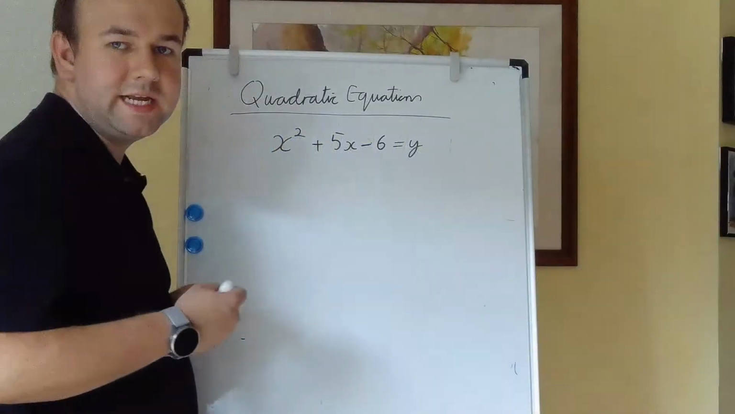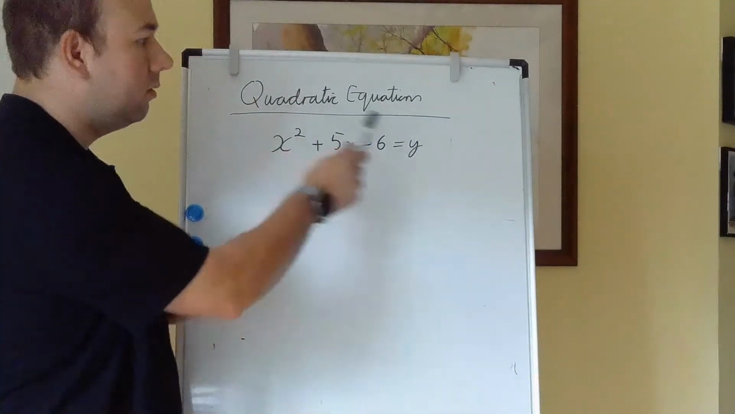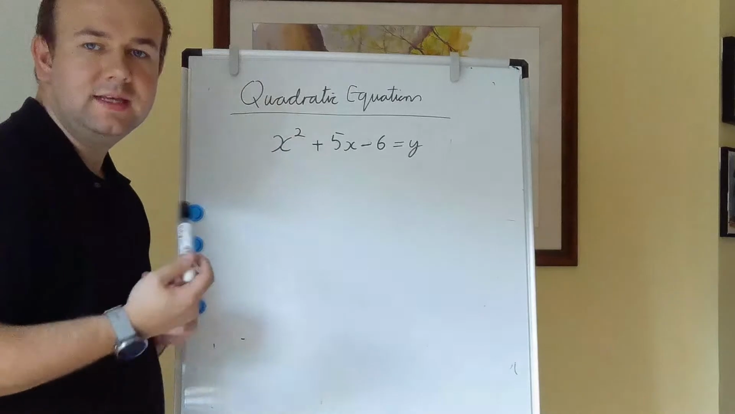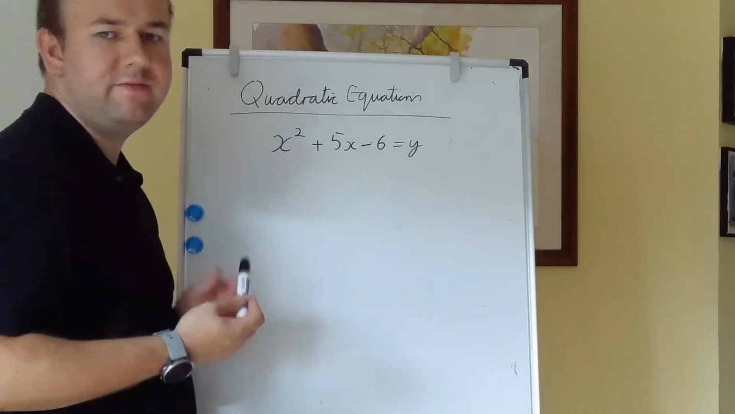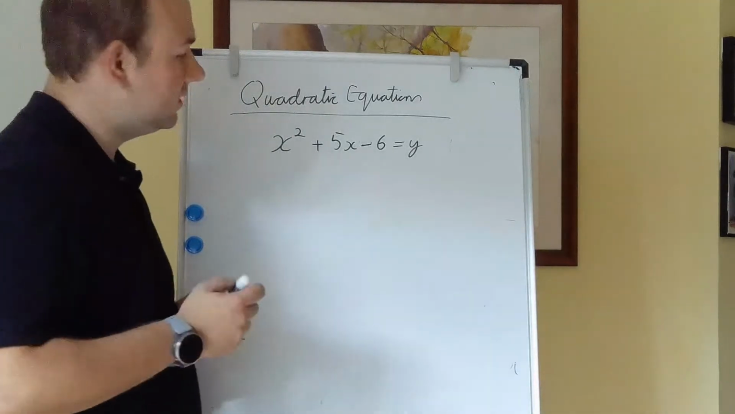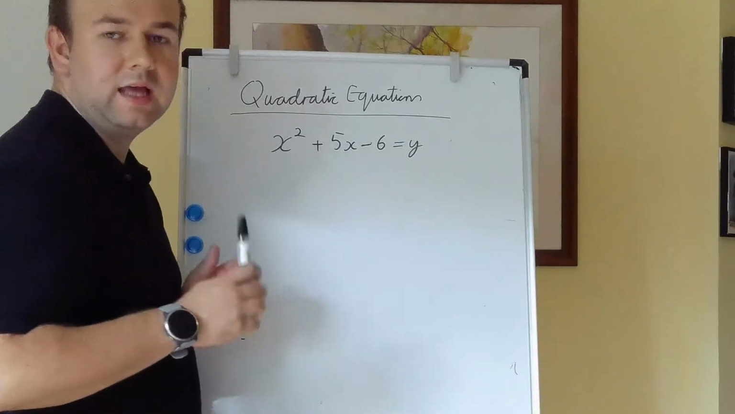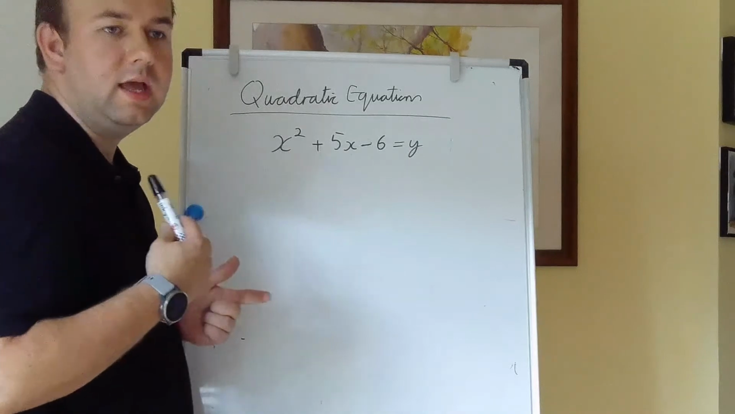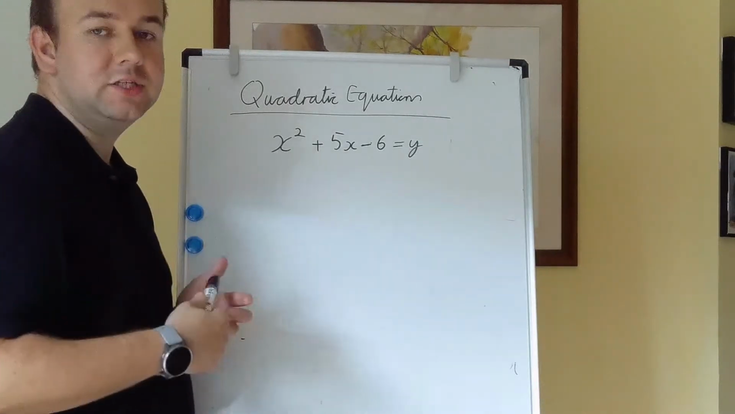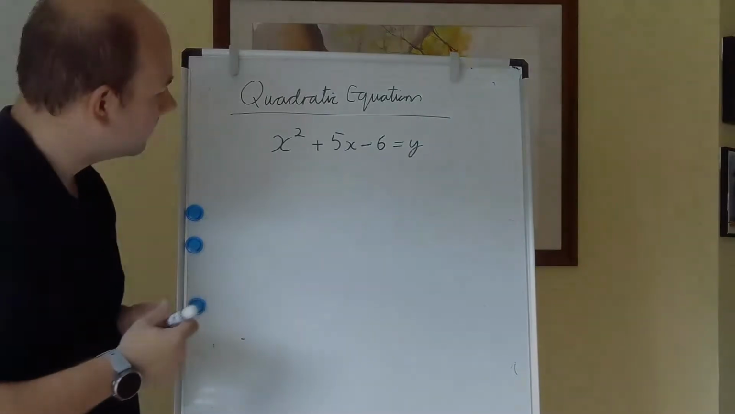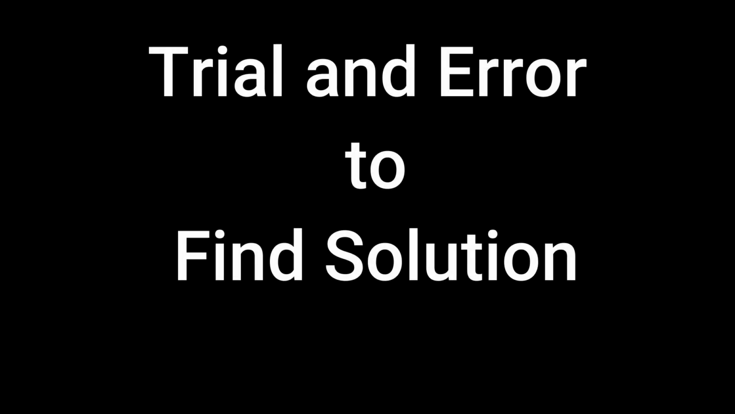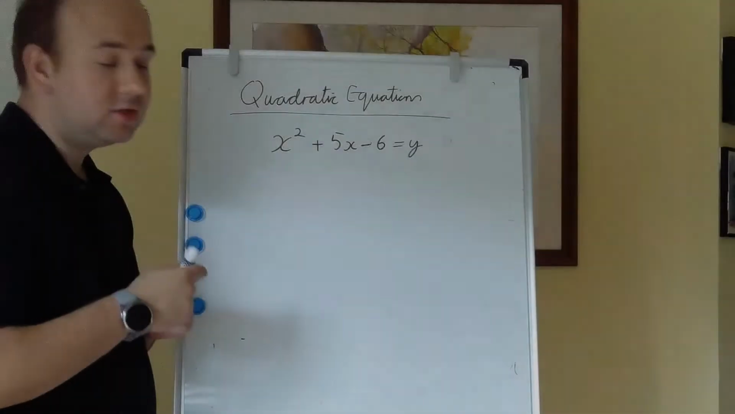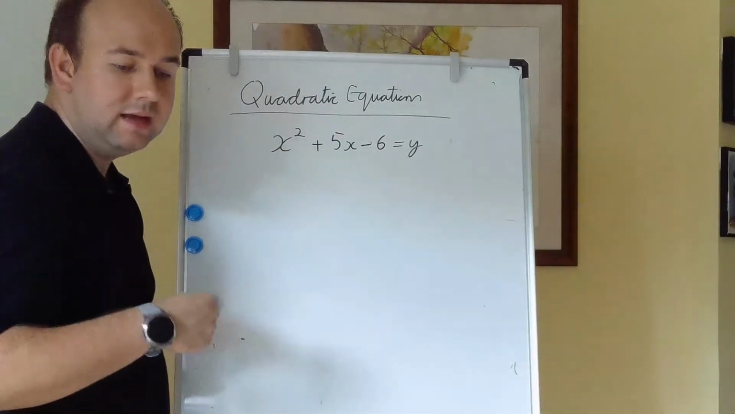Welcome back to this mini video series on quadratic equations. In this video we're going to look at three methods of solving this quadratic equation, and those methods are going to be trial and error, factorising and using the quadratic formula. So we'll start off with the trial and error approach.